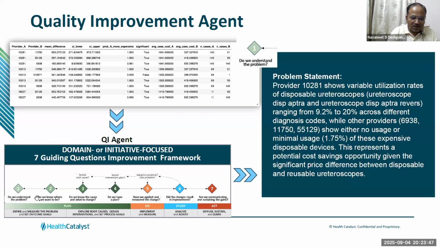So it is about planning. See, the planning phase asks: do we understand the problem at hand? Do we know where we want to be in the next 4 to 5 years? Do we know what the cause is and what is going to change in the coming years? Do we have the plan, or can we afford that plan to be implemented? Then have we applied or measured or implemented it elsewhere? Or if there's a use case, then that example has to be taken. Did the changes result in any kind of improvement? That's what is study. So you have a PDSA cycle. That's what we are talking about in the initial stage. PDSA cycle here: analyze, diffuse and sustain.